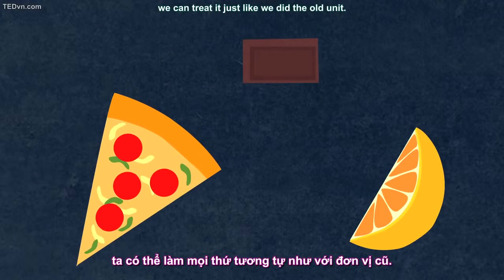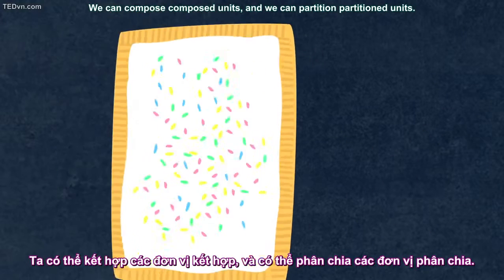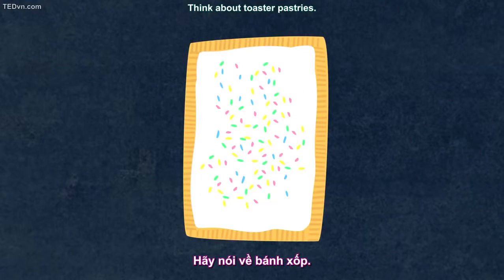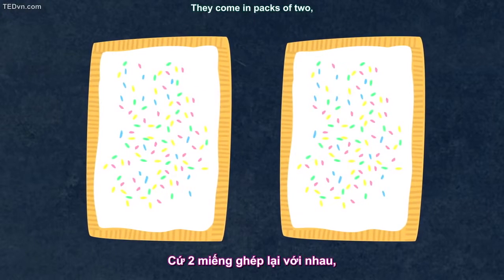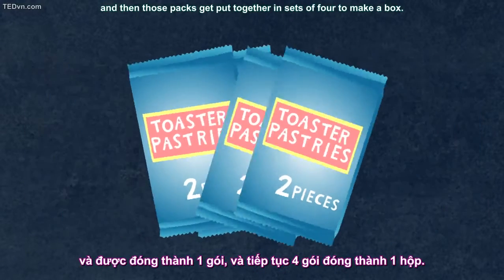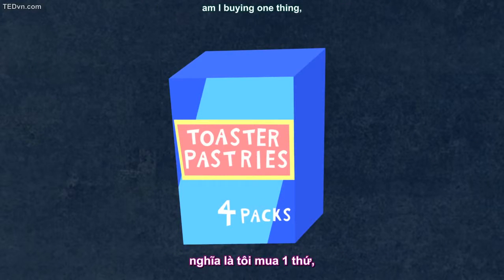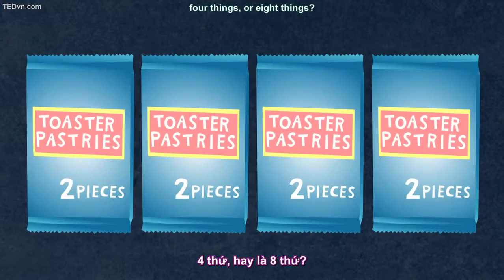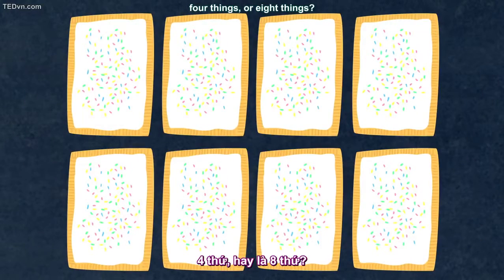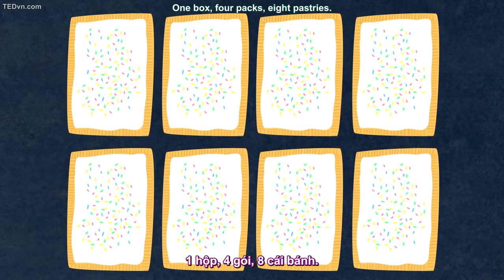The important thing about units is that once we've made a new unit, we can treat it just like we did the old unit. We can compose composed units, and we can partition partitioned units. Think about toaster pastries. They come in packs of 2, and then those packs get put together in sets of 4 to make a box. So when I buy one box of toaster pastries, am I buying one thing, 4 things, or 8 things? It depends on the unit. 1 box, 4 packs, 8 pastries.